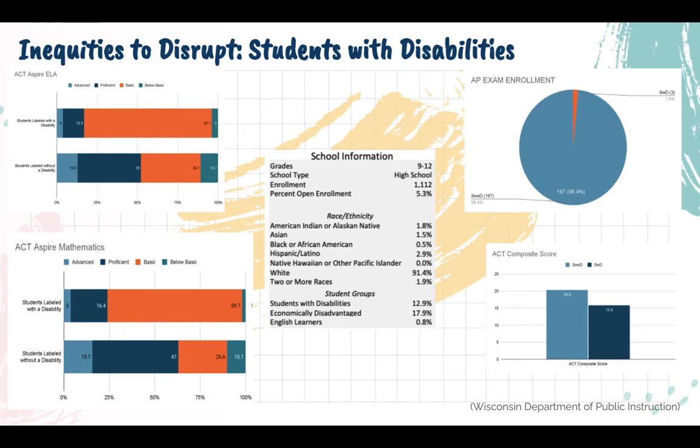Overall, we have these students with disabilities. These are kind of all the charts all together. We've got these 12.9% of students that are grossly underrepresented in the advanced classes, and they're being underserved by their teachers and the system as a whole, and that's something that we really need to look at.